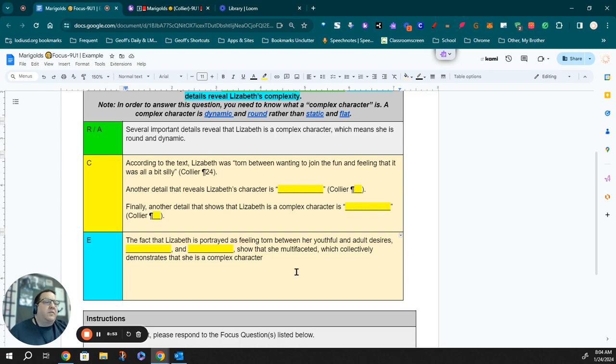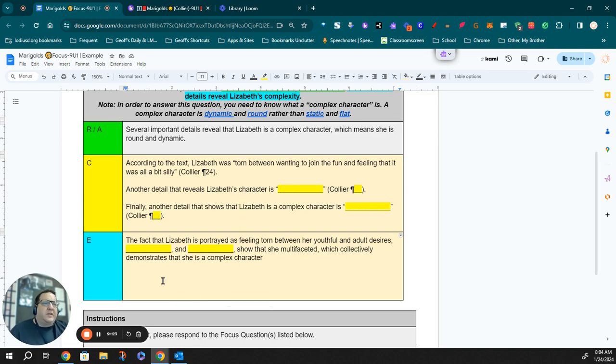Okay, so that's one of them, and then your job is just to find a couple of other places where that idea of being torn between one thing and another comes up. And even if it doesn't explicitly say that she's torn between one thing or another, you might just find a place where she's acting differently in one place than she is in another place. And then you would have two quotes right there that you could deal with.